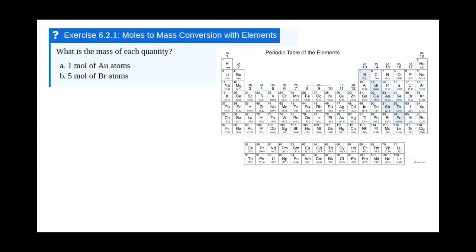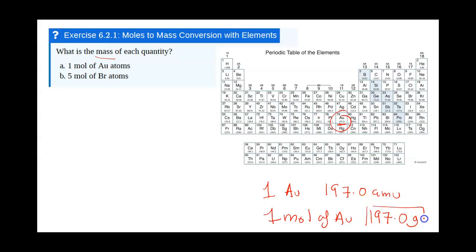So this is a simple example from the textbook. It's asking for the mass of each quantity. And the first one says 1 mole of gold atoms. So we need to find gold in the periodic table and note down the mass of 1 gold atom. So 1 gold atom has a mass of 197.0 AMU. Therefore, 1 mole of gold will have a mass of 197.0 grams. So that was easy, 197.0 grams for the first one there.